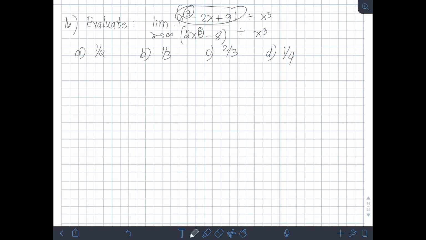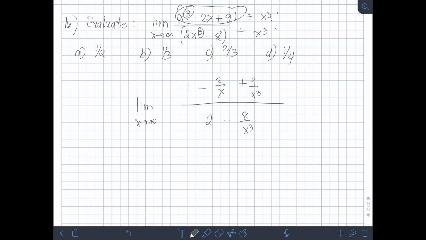So, parang x cube divided by x cube is 1 na lang, minus 2x divided by x cube is 2 over x squared, plus 9 divided by x cube is 9 over x cube, over itong baba: 2x cube divided by x cube is 2, minus 8 divided by x cube is 8 over x cube. Okay, so limit as x approaches infinity.